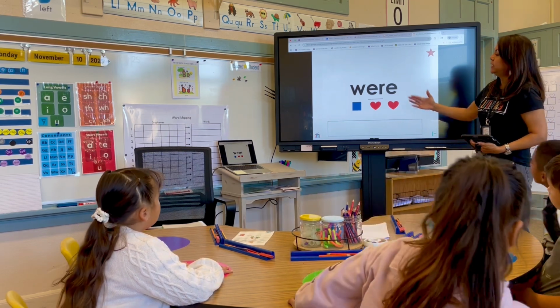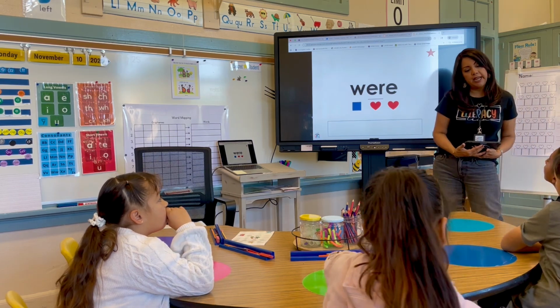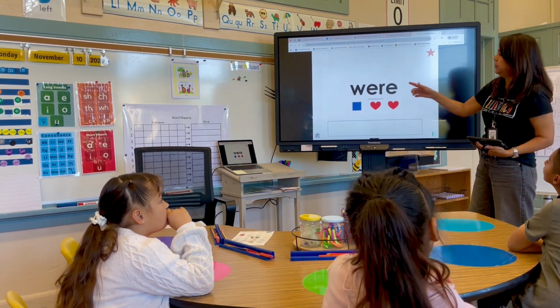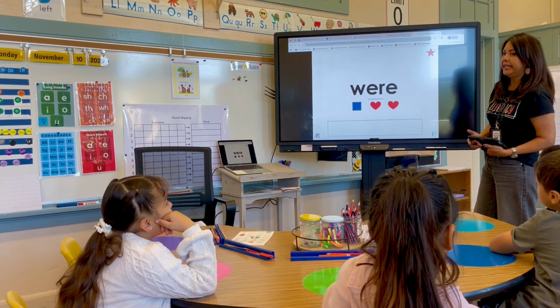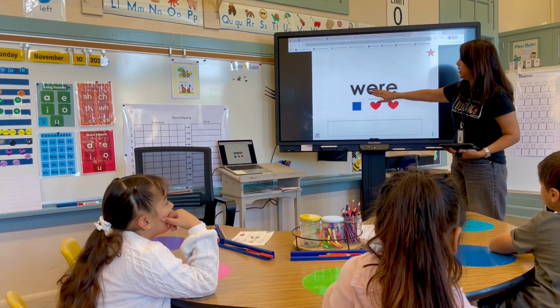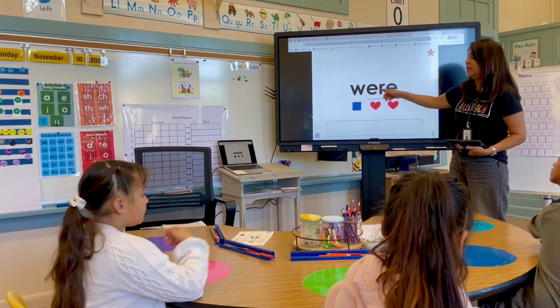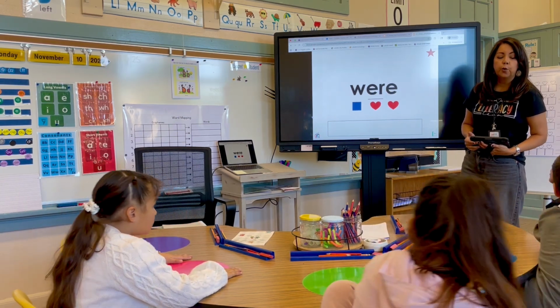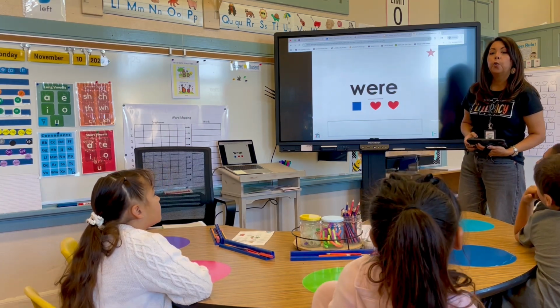If I was to use this word in a sentence, I would say, were you at the park yesterday? Were. Can everybody spell it with me? W-E-R-E. Now, if I remove the ER and just had the W-E, it would say we, right? But in the middle, it has the er sound. Were. Can we do it again? Were. What's the word? Were.